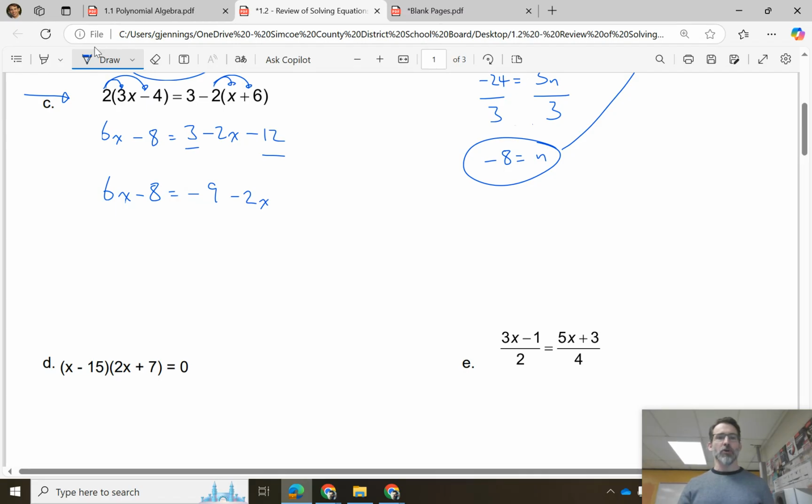So here, I'm going to move this by adding 2x to both sides. I notice that 2x has been unnecessarily subtracted from that side. We're going to move it over. We get 8x minus 8 equals minus 9. And now what do we do? Let's add 8. We're going to move that 8 to the other side. We move all of our x's to one side and all of the numbers to the other. And then we get 8x equals negative 1. So x is negative 8, right?